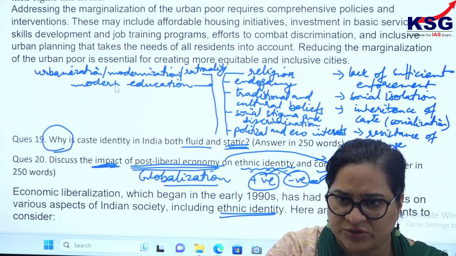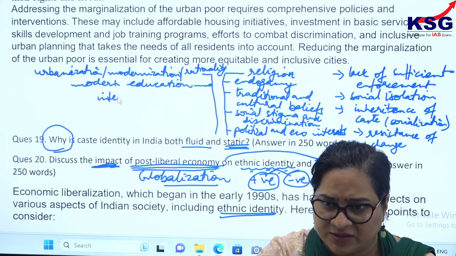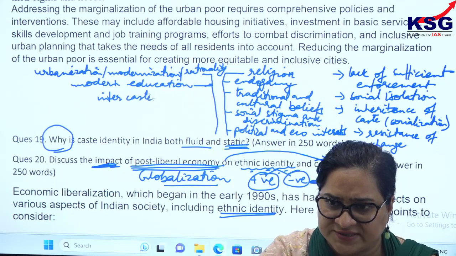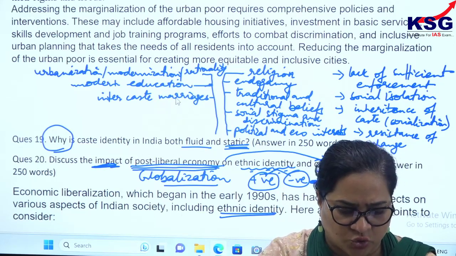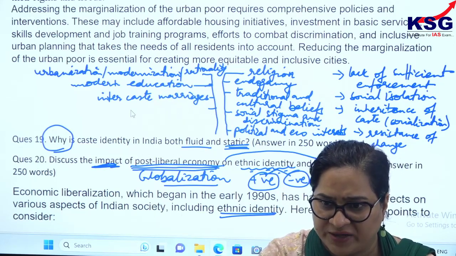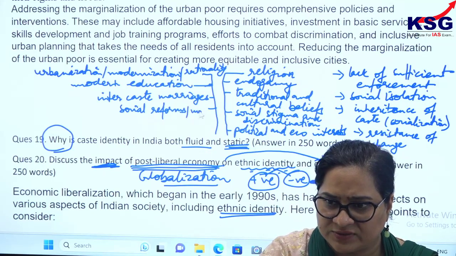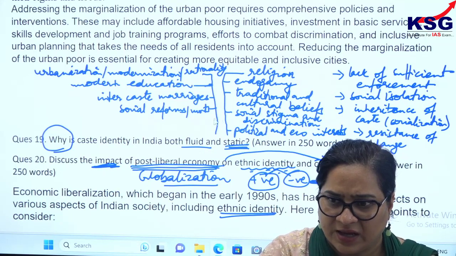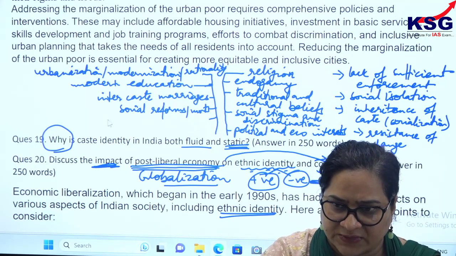Connected with the possibilities related to modern education, inter-caste marriages, inter-community marriages. After that, you can also talk about social movements, social reforms, movements, right? After that, you can also talk about legal protections, okay?